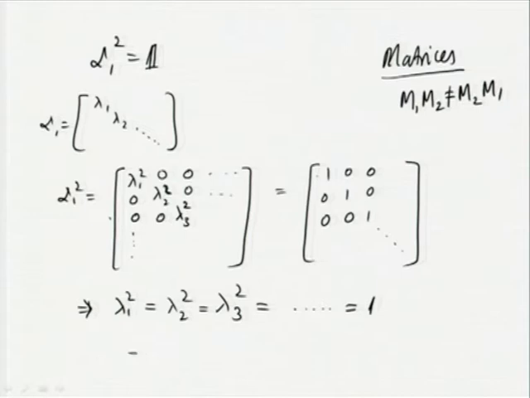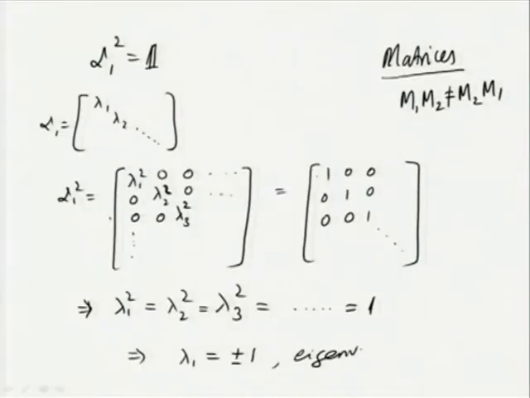And that then tells you that the eigenvalues lambda 1, lambda 2, lambda 3, etc. of alpha 1 are either plus 1 or minus 1. So, the eigenvalues can be either plus 1 or minus 1, nothing else. It cannot be 0, or any other number, it can be either plus or minus 1. That is one consequence.